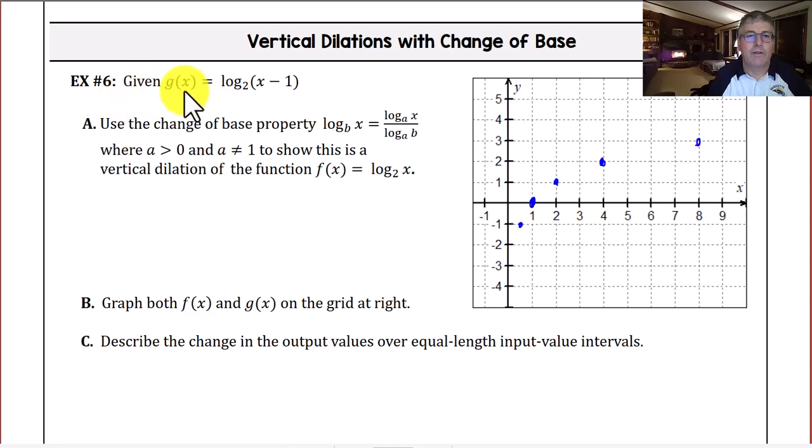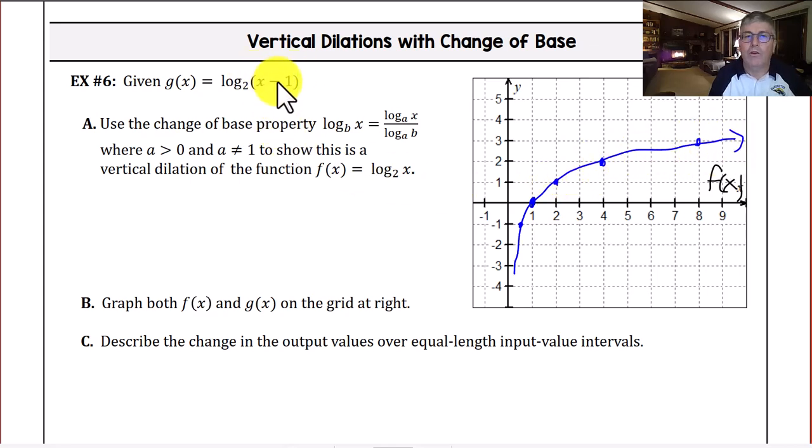In example 6, we're given g of x equals log base 2 of x minus 1. And we're asked to use the change of base property, log base b of x, which is log base a of x over log base a of b, where a is greater than 0 and a can't be 1, to show this is a vertical dilation of the function f of x equals log base 2 of x. So again, I've got f of x here plotted out in blue with those particular points. So there's our function with our key points of f of x, just like we've been doing. And connecting those, that gives us our f of x.